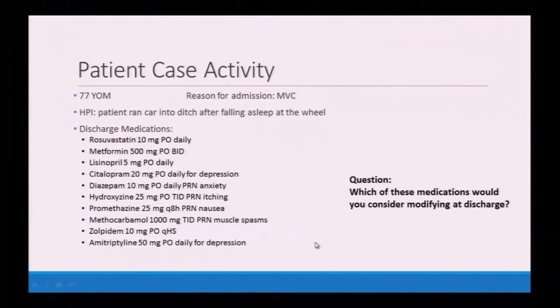And I ask a similar question: which of these medications would you modify at discharge? If this is what the medication list looked like at discharge, does the patient need to go home on 10 milligrams as needed of diazepam? Do they need all of these PRN medications, or were they left on the MAR from when they went from the unit to the floor and they haven't been taking them for a week? Those are things you want to ask yourself before discharging patients on these medications.